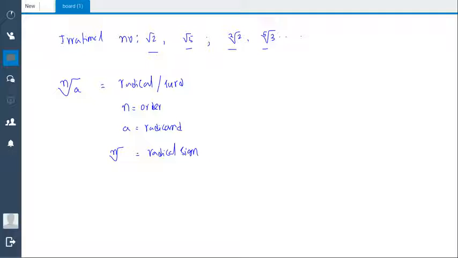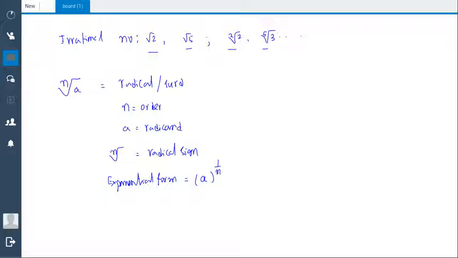Now, the exponential form we can also write for this. What is the exponential form? A whole to the power of 1 by n. This is the general representation of a root number. This root symbol we call a radical sign.